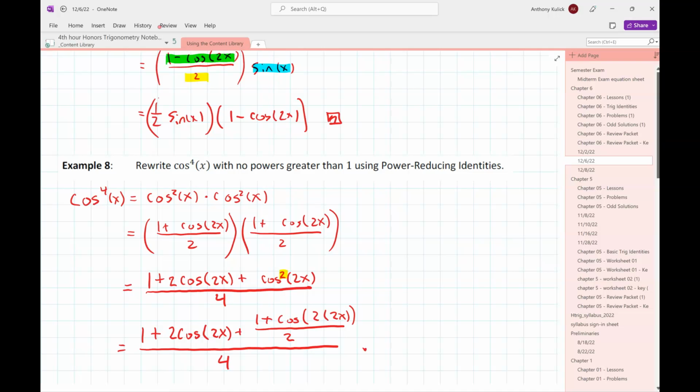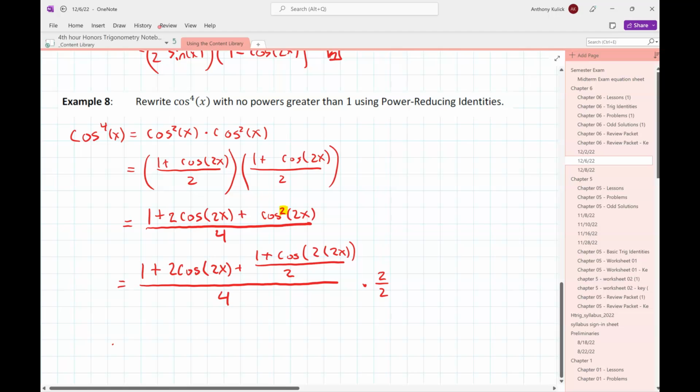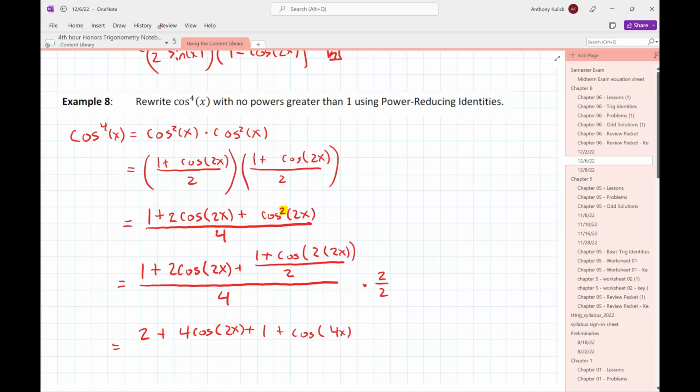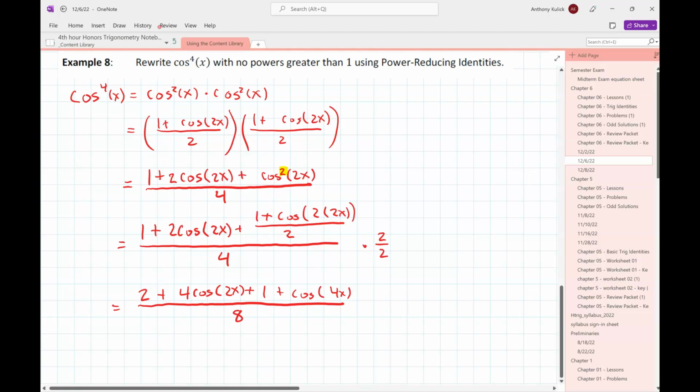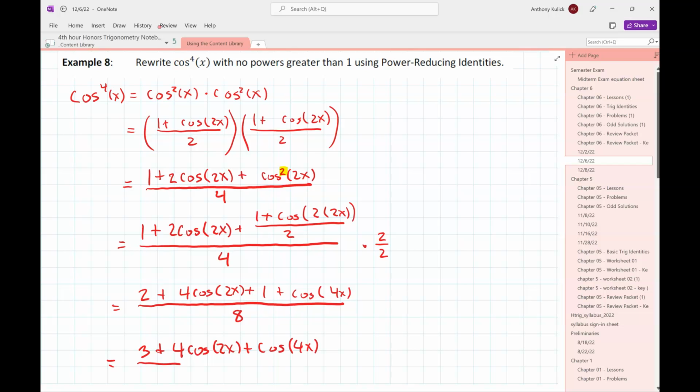Last thing I'm going to do is just multiply the top and bottom by 2 to get rid of the fractions inside of the fractions. So it's going to give me 2 plus 4 cosine 2x plus 1 plus cosine 4x all over 8. And I suppose I could add that 2 and the 1 together. Those are like terms. And that I would say is my final answer.